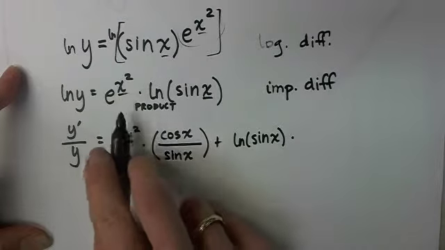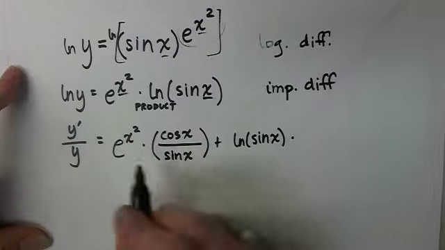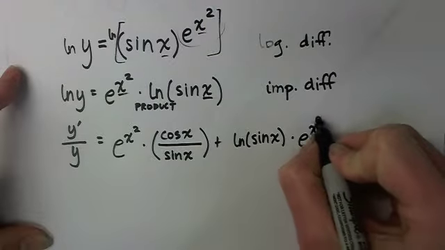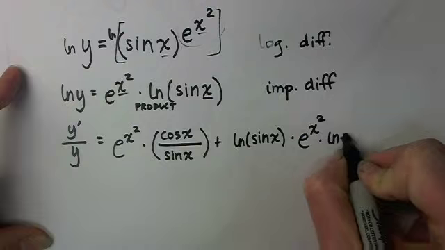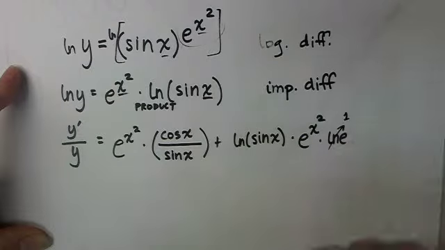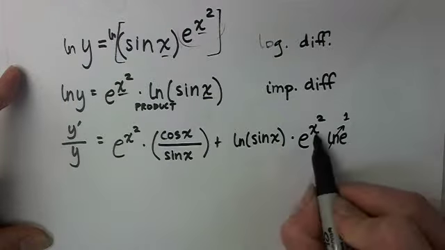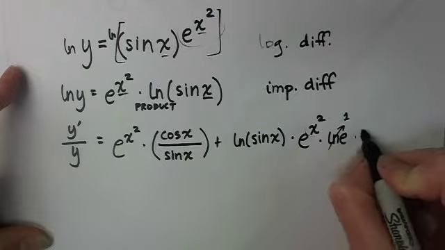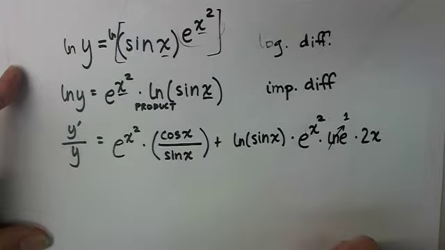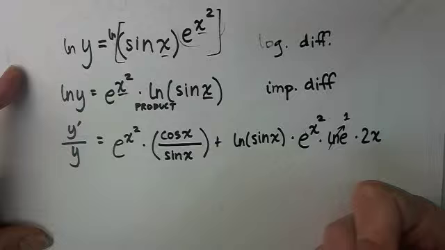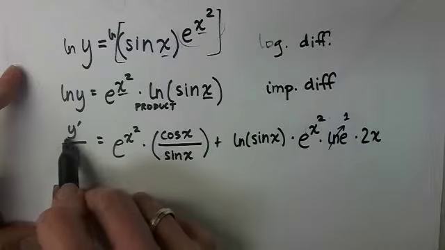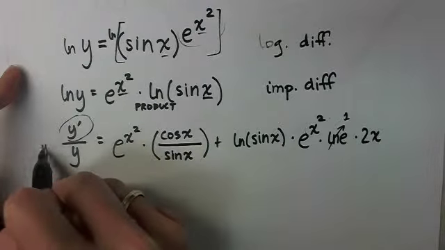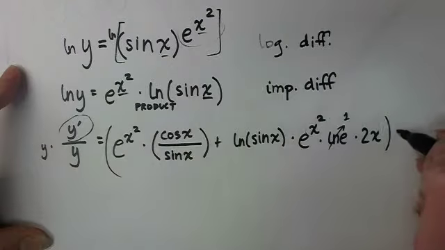All right, e to the x squared, that's an exponential function. To take the derivative of an exponential, you rewrite it, multiply by natural log of the base. Now since the base is e, that's just going to be 1. And then using the chain rule, multiply by the derivative of your power, which is 2x. There's a little bit here we can do to clean this up, not a whole lot. We're trying to solve for y prime, so multiply both sides by y.